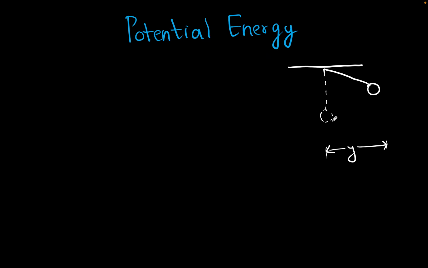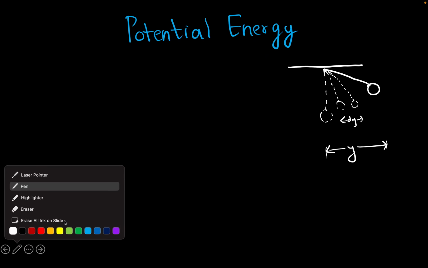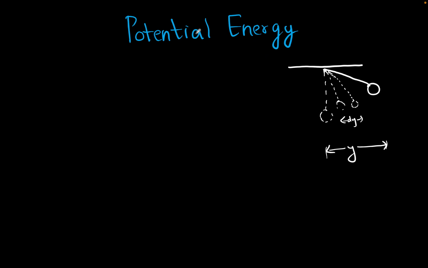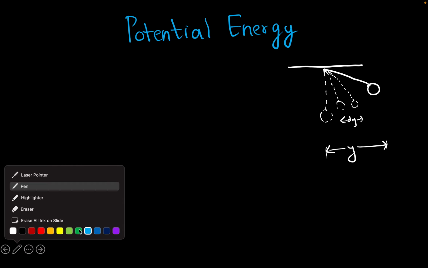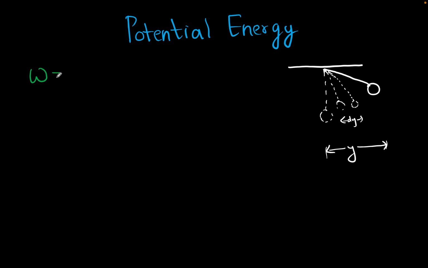Now let's say in this moment there is a time when the pendulum is right here and it moves a small distance from here to here, and this small distance is going to be dy. Now potential energy can easily be obtained from work done, right? So we know that work done is force times displacement.